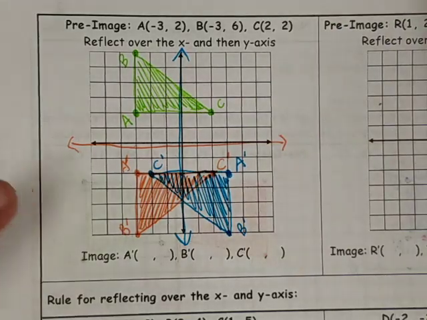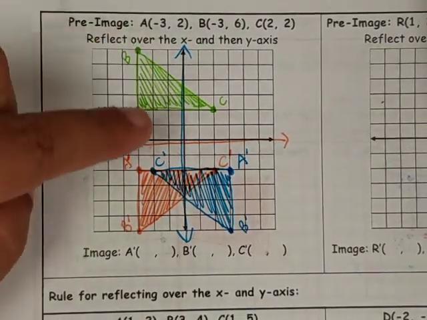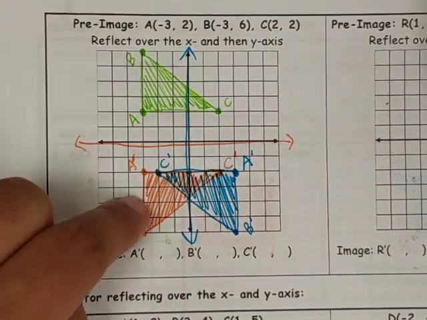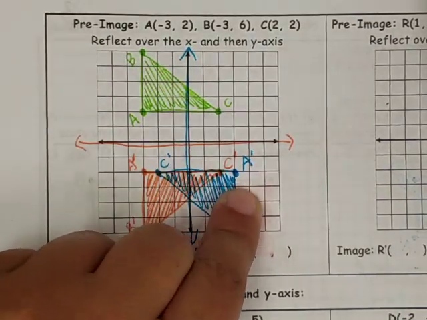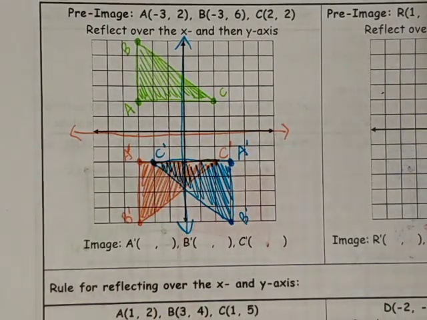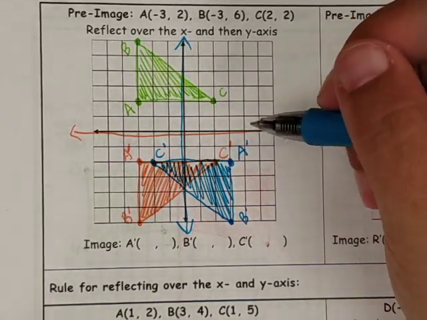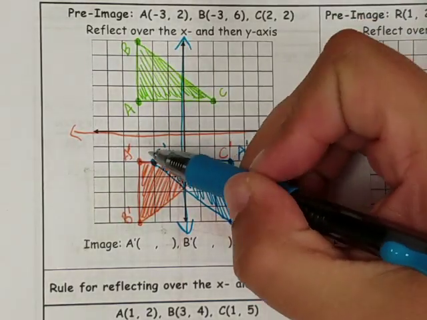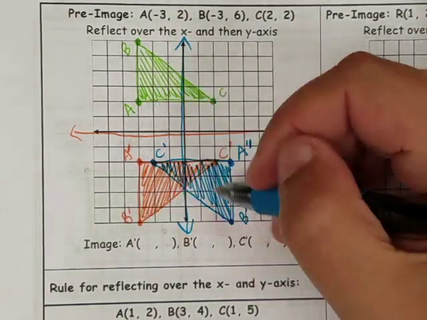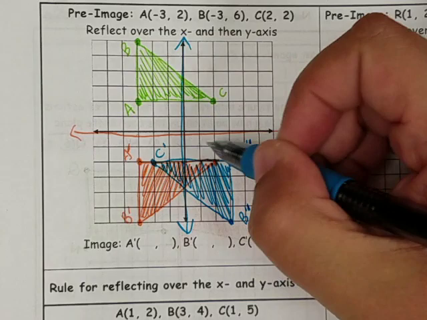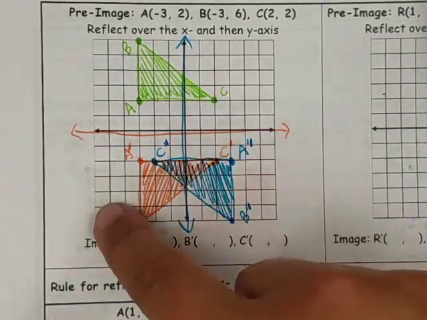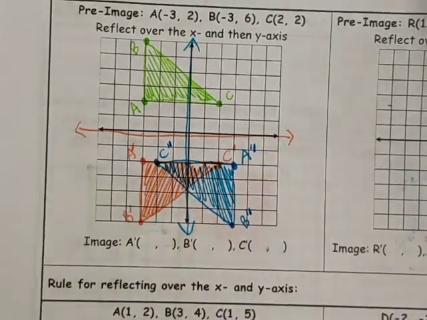And there's your triangle. So green changed to orange, orange changed to blue. So we went over the x-axis, then over the y-axis. Now, using the blue, write your new points. A prime, and actually let's call this, since this is A prime, let's call this A double prime. And that's already B prime, so let's call this B double prime, and since that's already C prime, let's call that C double prime. So that way we know that they're not the same, it's the next image.